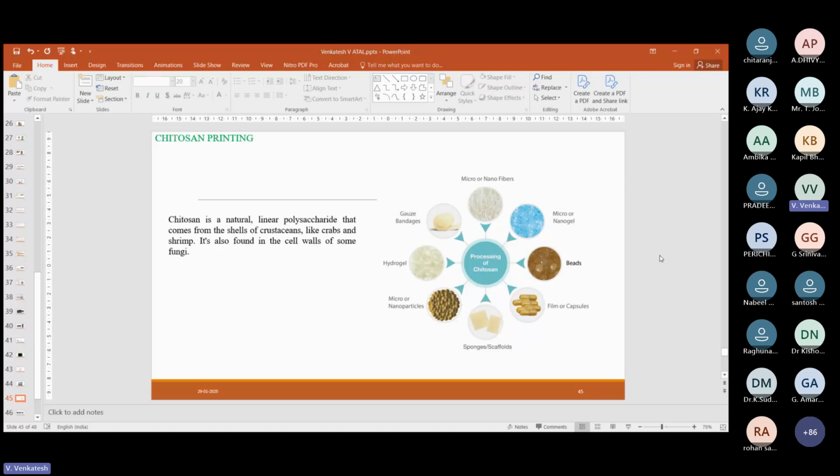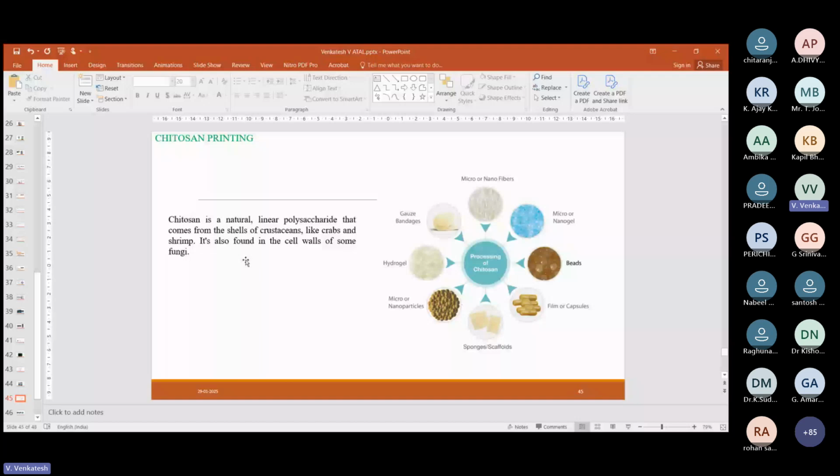Very recently, we started to work on the development of wound patches using chitosan material. As we know, chitosan is a naturally extracted material from the seabed, and we are able to produce it. Chitosan is used in so many applications, like the development of micro or nano fibers, micro or nano gels, beads, capsules, films, sponges, and patches. In so many applications, this material can be used.